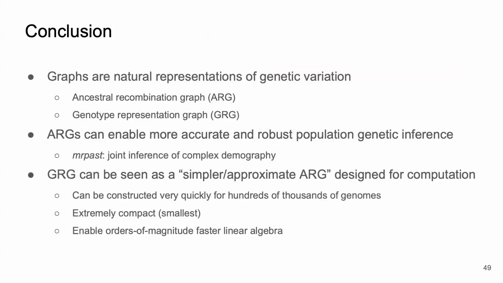So in conclusion, I talked about two types of graph representation of genetic variation: the ancestral recombination graph and the genotype representation graph. We talked about how ARGs can be quite useful for demographic inference, because they have a lot of information about the relatedness among individuals, and the time information. We also talked about how the genotype representation graph is somewhat related to the ARG, in the sense that it utilizes the information of relatedness to only represent the variant sharing information. And we talked about how it can be constructed and how it enables faster linear algebra calculations.